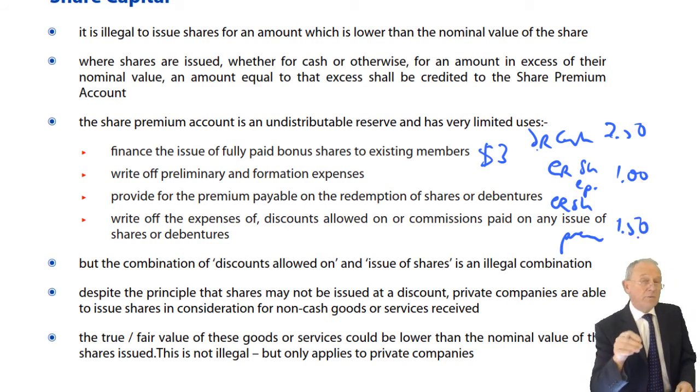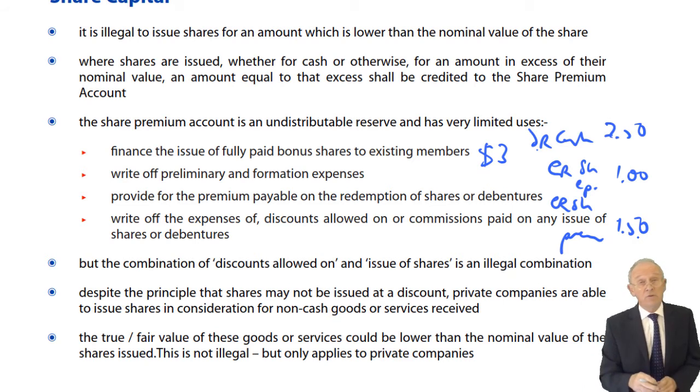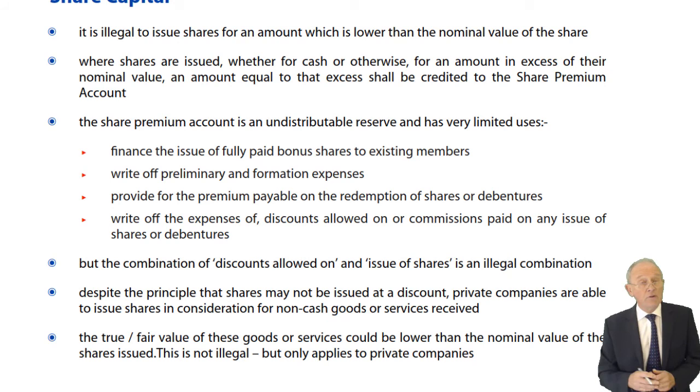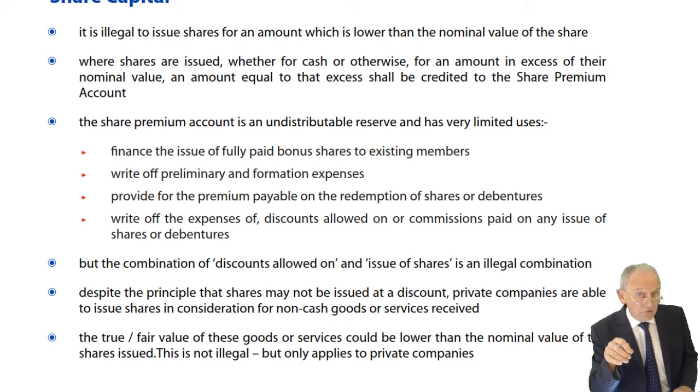So these are being issued in exchange for cash or otherwise for an amount in excess of their nominal value. Then an amount equal to that excess, $1.50, shall be credited to the share premium account. And that share premium account, if you remember, is non-distributable. It's the important non-distributable reserve. In fact, it's so important that the Act actually then goes on and tells us how we can use this non-distributable reserve. And it has very limited uses. It can only be used for 4 things.